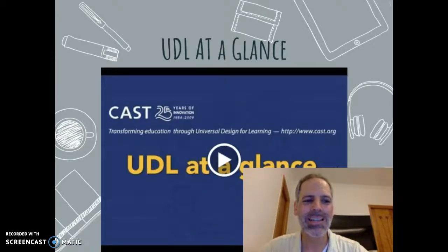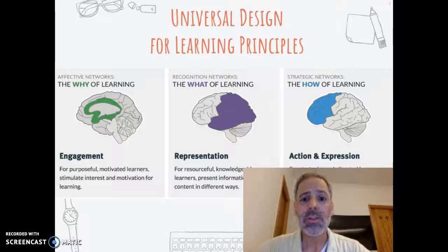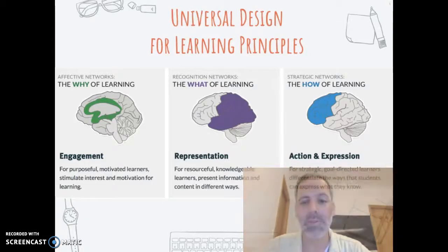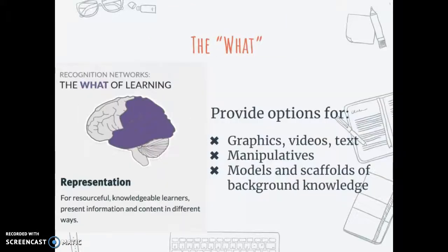And when we see the video, I'd like to now focus on the universal design for learning principles. Now, these principles that we see here are going to be really clear, hopefully, with also seeing the part of the brain. And I love these models because it's showing us the part of the brain that is being accessed when we talk about the why or the what or the how of learning. And let's take a closer look at the what first.